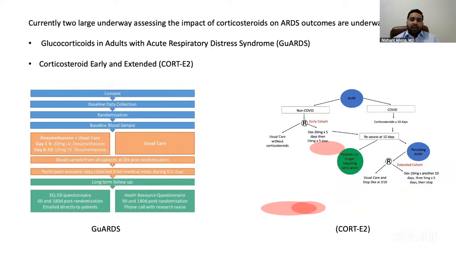And currently, two large trials are underway. One is the GUARD study, and the other one is the CORTICO-2 study. And these are also looking at corticosteroids, wherein the CORTICO-2 is actually looking at prolonged steroid use. If you look at the CORTICO-2 study, which is on the right, it's initial corticosteroids for 10 days, followed by reassessment, and then doing steroids for another 10 days. So once both of them are finalized, they'll be good topics to discuss as well.